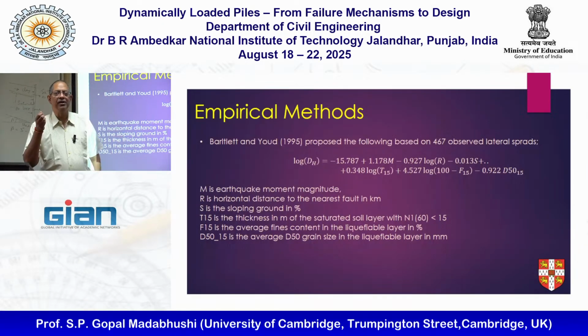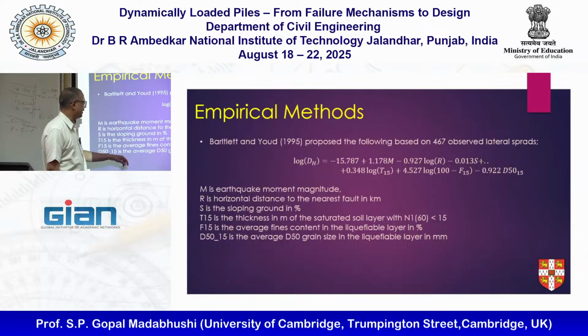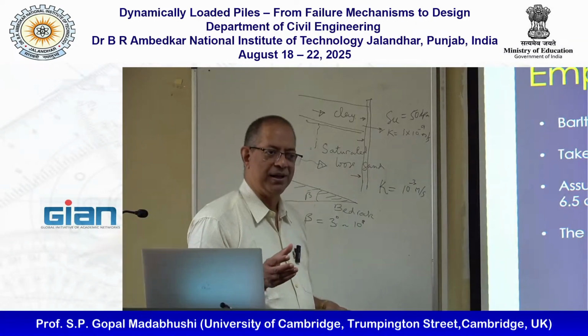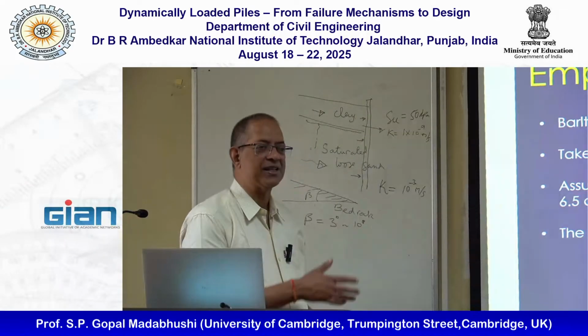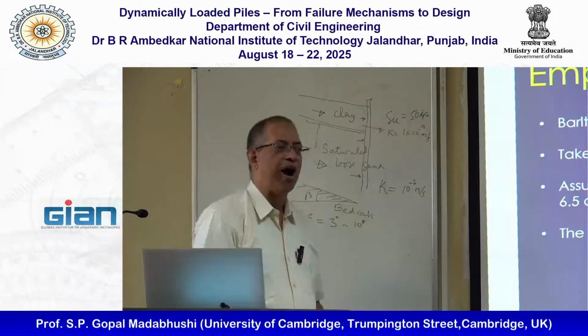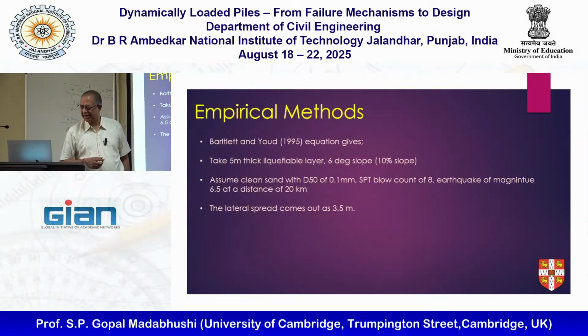So if I have 30, 40, 50% of fines content, then the liquefaction potential drops. The smaller the fines content, clean sands are the easiest to liquefy. And I think that was covered. D50 sub 15 is the average grain size. I did one calculation, 100 or 500 millimeters. If this spread is going to be bigger than that, I will already mobilize evidence for that.